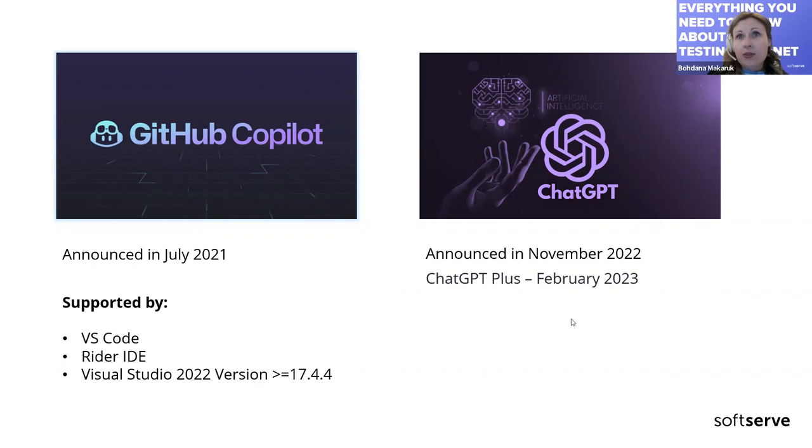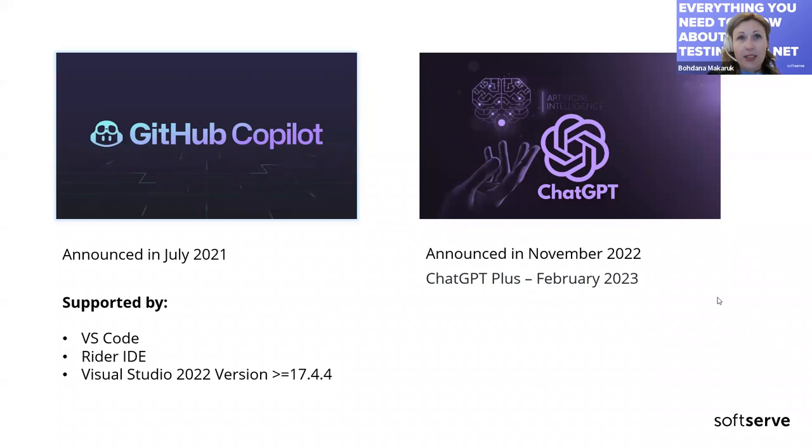ChatGPT is new tool, it's just looking as a chat, announced in November 2022, and currently we already have a payable version, GPT Plus. The difference is that the simple ChatGPT works slow. Sometimes it's loading, showing you some errors. And ChatGPT Plus, it has better results. It works faster, but it costs $20 per month.